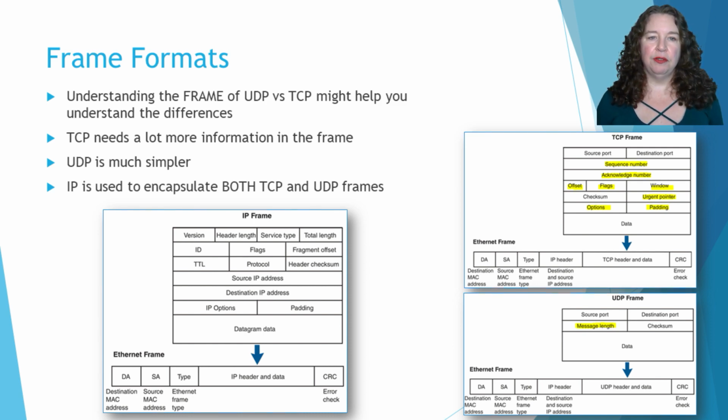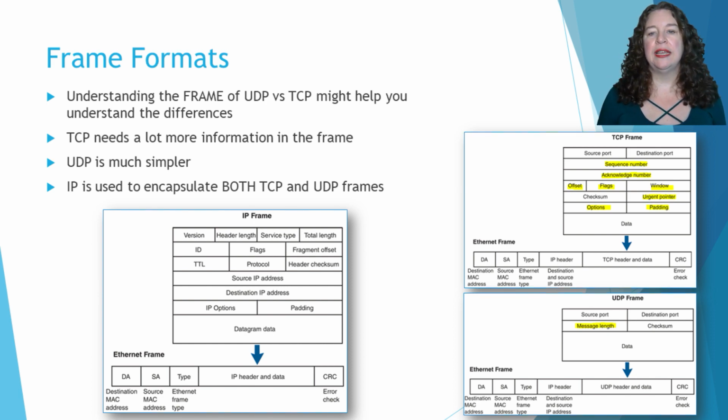Looking at the different frames, you may be able to see some differences. So if we start with the TCP versus the UDP, remember, TCP is connection-based. It needs to keep track of things like acknowledgements and flags and sequence numbers, pointers, options, all of these kinds of things. They go into a TCP header. UDP doesn't need all of that.